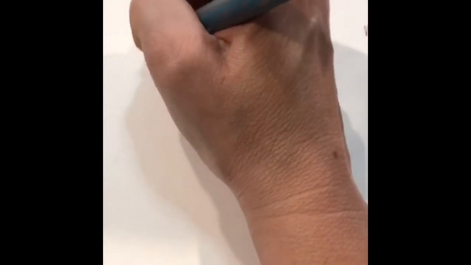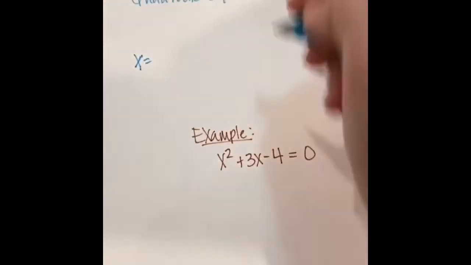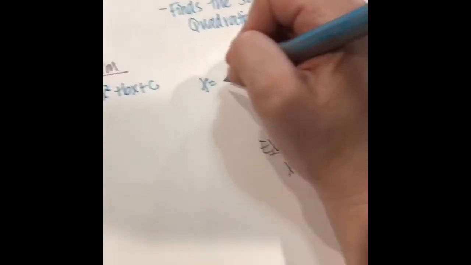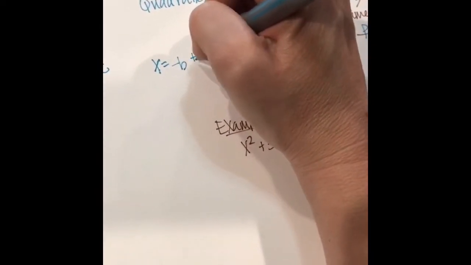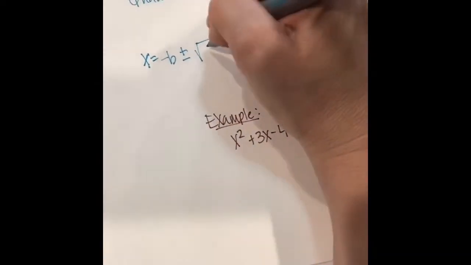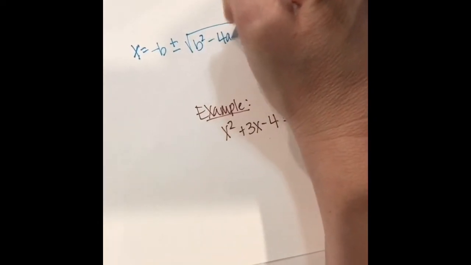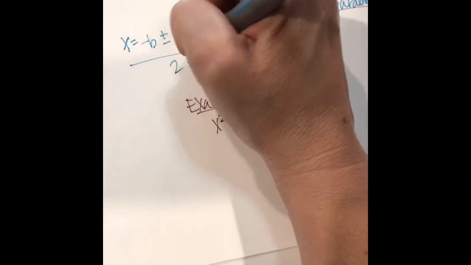Here we go. To solve for x equals, it all starts with negative b plus or minus square root b squared minus 4ac all over 2a.